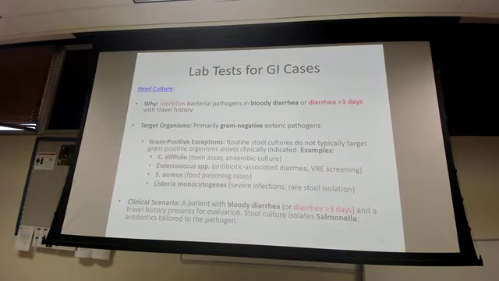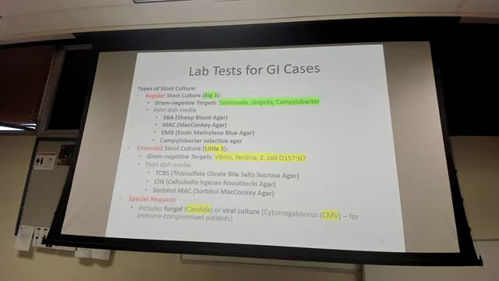All right, stool cultures. Important, very important slide. We got a couple of stool culture questions on the test. So why? We identify bacterial pathogens in bloody diarrhea or diarrhea that's greater than 3 days with travel, okay? 3 days with travel, so make sure you got that down. And this targets the organisms that are primarily gram-negative enteric pathogens, okay? So gram-positive exceptions would be C. diff, Enterococcus, S. aureus, and Listeria. And that's another great clinical scenario as well, so I like that.